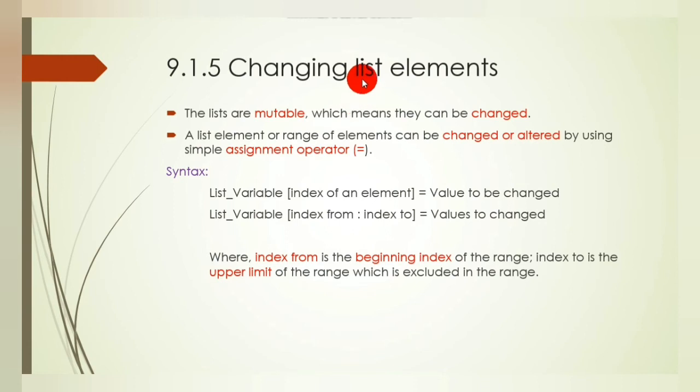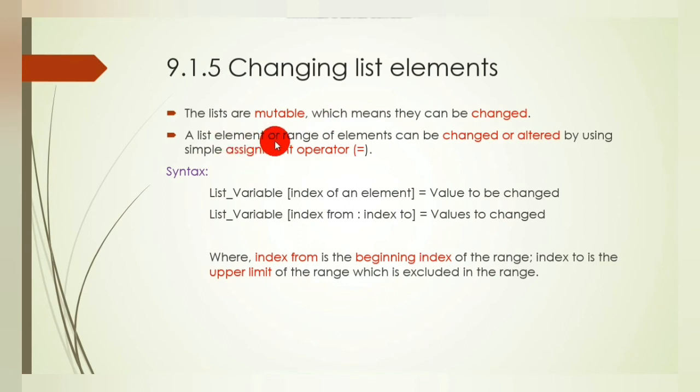Okay, so string is a data type. It is not able to change the element. That is, string is the example of an immutable element. List is the example of a mutable element. So lists are mutable, which means they can be changed.